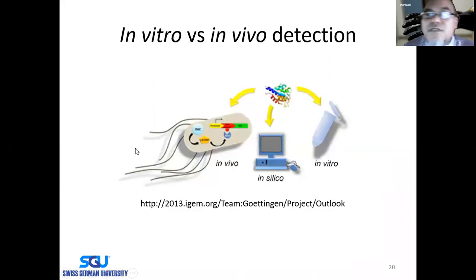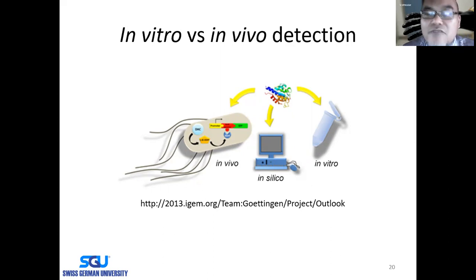In vitro versus in vivo detection. In vitro, you are basically taking the sample first, and then you process it in the lab, do the analysis in the lab, and put it in the reaction tube. In vivo is when the sensing is done at the organism.